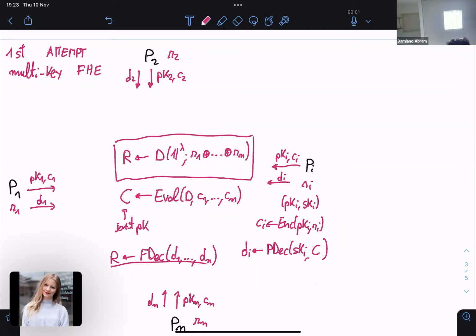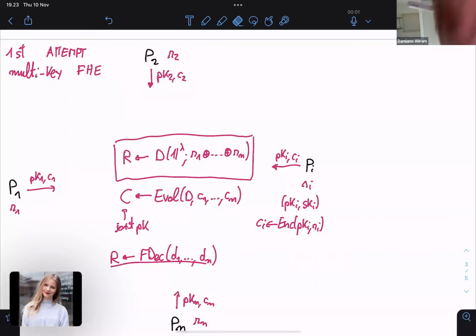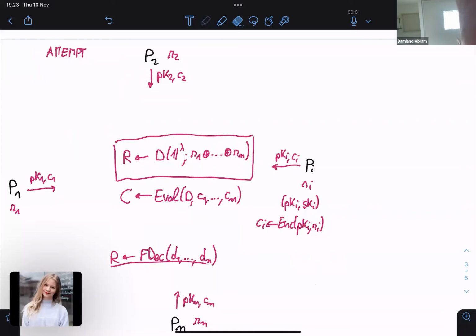The only issue is this is not a distributed sampler because it's a two-round construction. First, the parties send the public keys and the ciphertexts, and in the second round, they send the partial decryptions. So a distributed sampler is a one-round construction, so we need to get rid of one of these two rounds. Clearly, the second one. So let me erase the things that we need to change. So no partial decryptions are sent. And this leads to the second attempt.